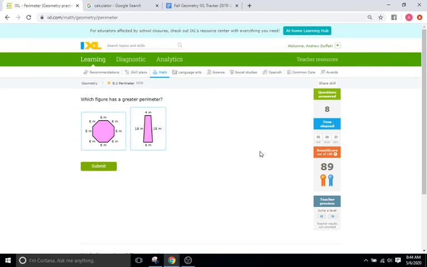Which figure has greater perimeter? Okay, well then just count this one and count this one. So it looks like this one has 1, 2, 3, 4, 5, 6, 7, 8. It's an octagon, so this one is going to have 48 meters all around, whereas this one has 18 plus 18 is 36, and then plus 4 and plus 6 is another 10, so that's 46. So this one is 46, this one is 48, so this one has a greater perimeter.